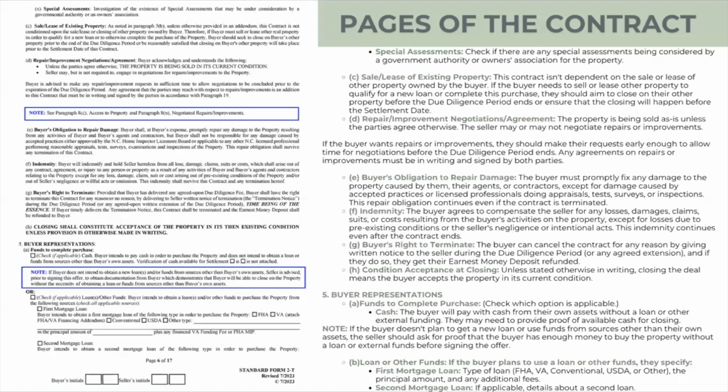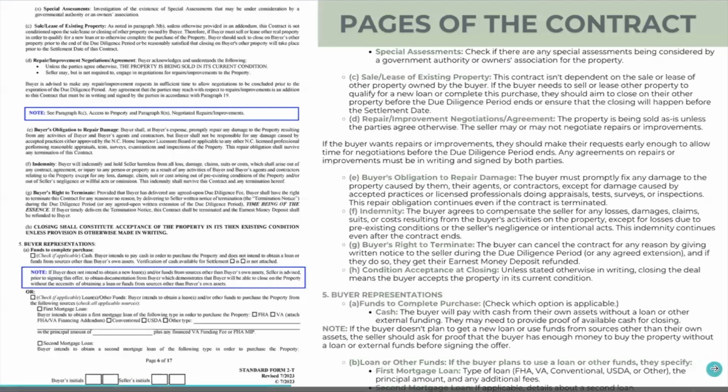Number 5, buyer representations. A, funds to complete the purchase. So check which option is applicable. So cash. The buyer will pay with cash from their own assets without a loan or other external funding. They may need to provide proof of available cash for closing. If the buyer doesn't plan to get a new loan or use funds from sources other than their own assets, the seller should ask for proof that the buyer has enough money to buy the property without a loan or external funds before signing the offer.